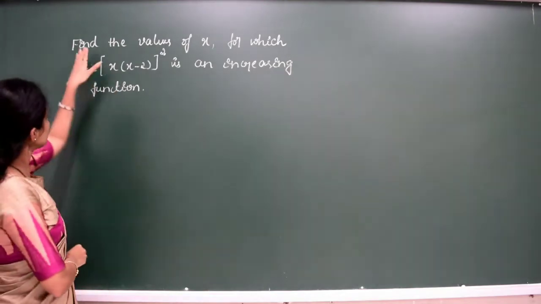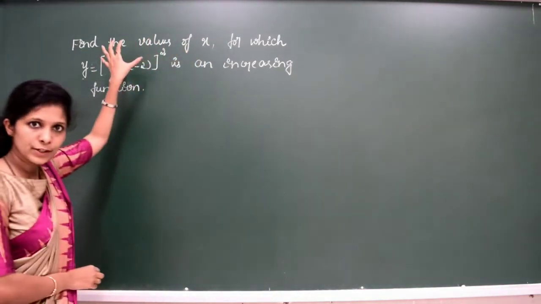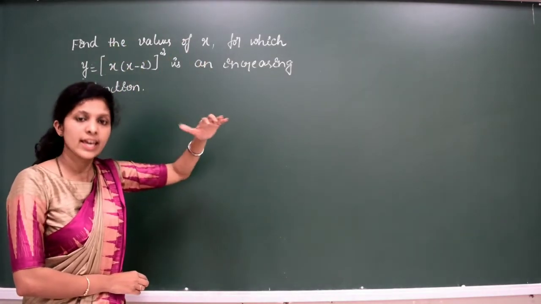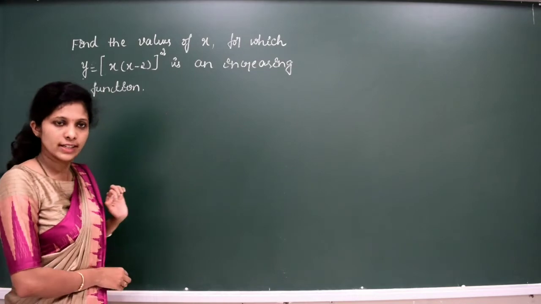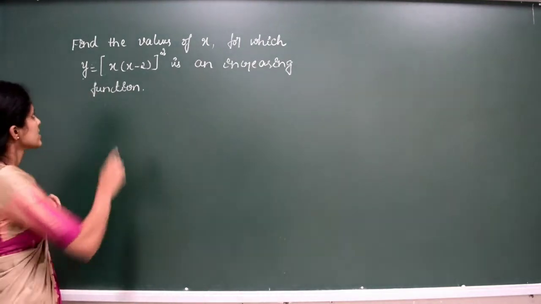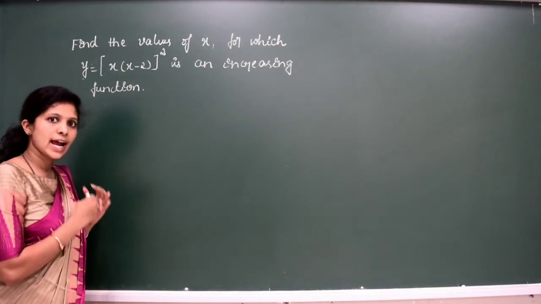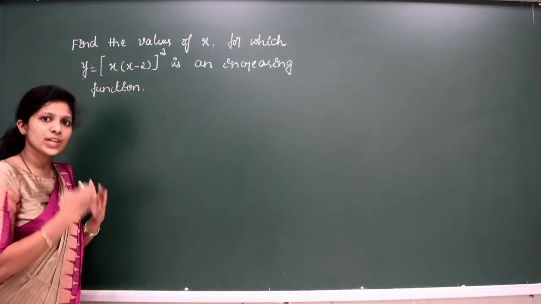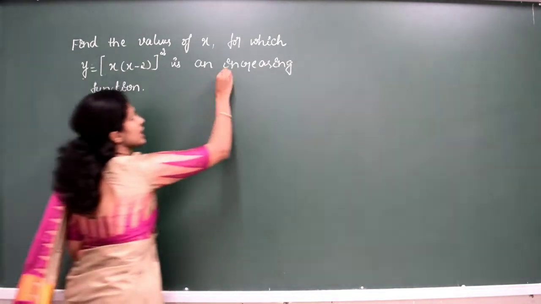See the next problem. Find the values of x for which the given function is increasing. You have to say where the function is increasing. I mean, we need to find the intervals where the function is increasing. See, this function y is given. What you have to do is differentiate that function and equate to 0. Then check where the function is increasing and where the function is decreasing. Here we only need increasing.